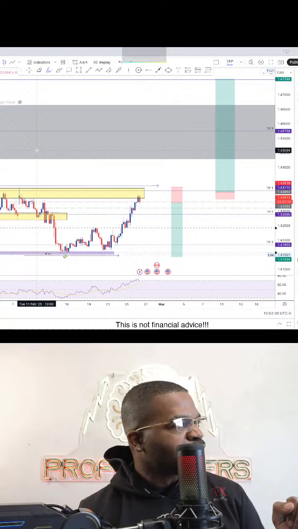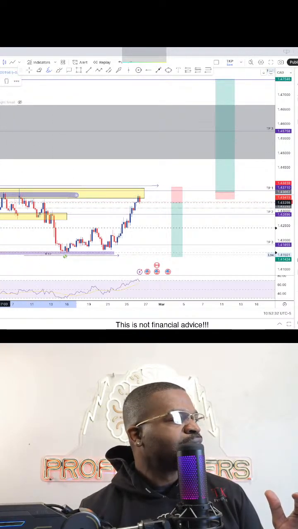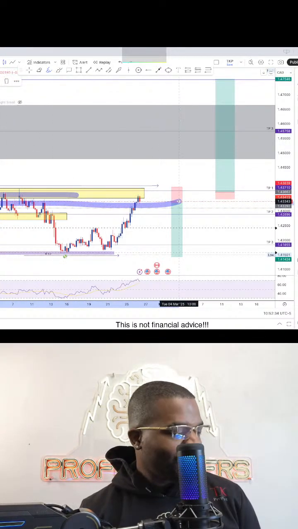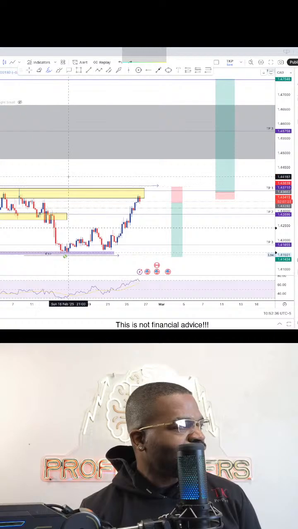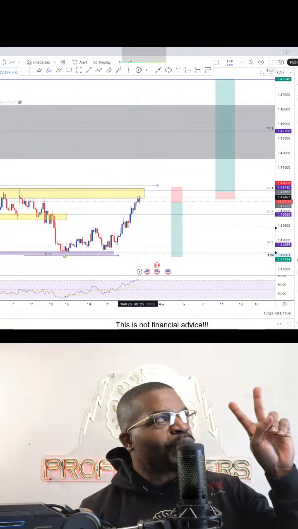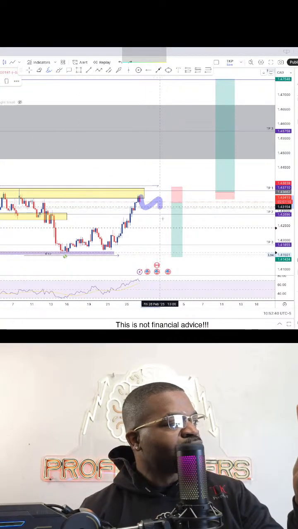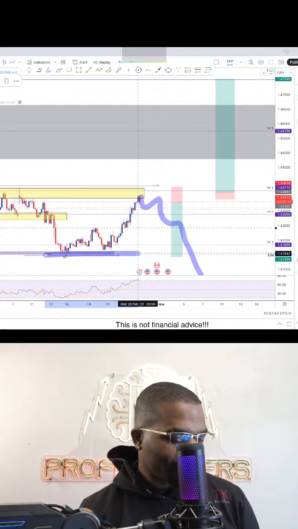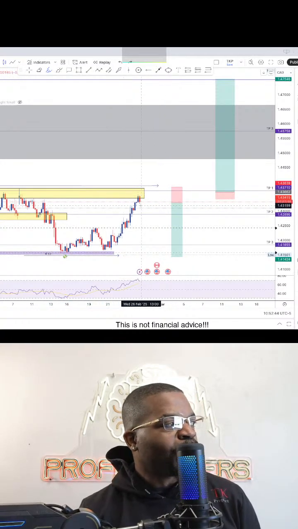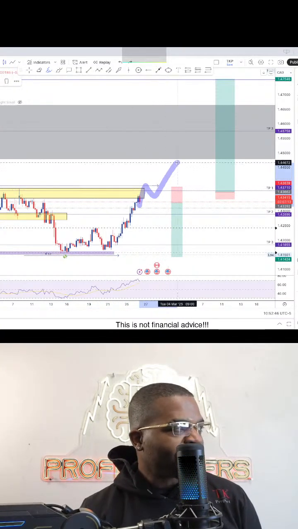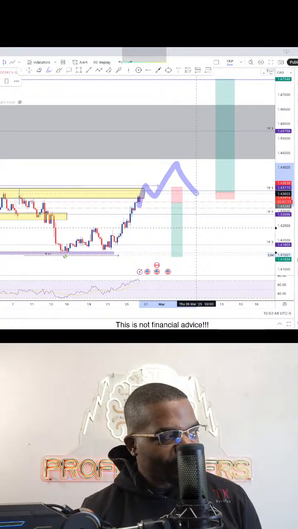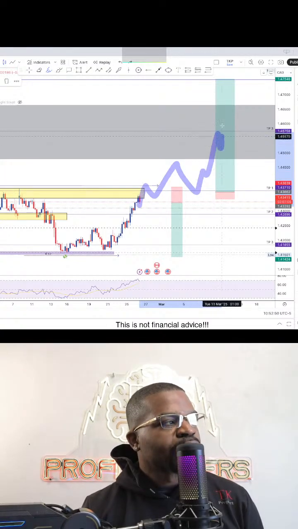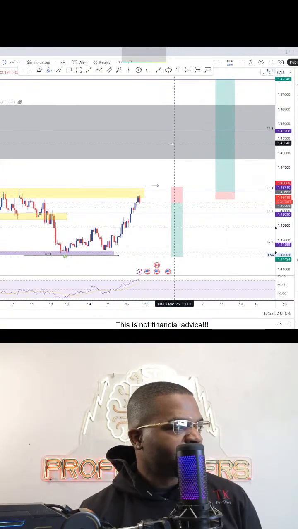So let's just stick to the things that are obvious. This area is a key level. At these key levels, it can only do one or two things: reject and create a lower low, or it's going to break above it. And if it does, it will pull back to retest that level and then continue that uptrend. Okay?